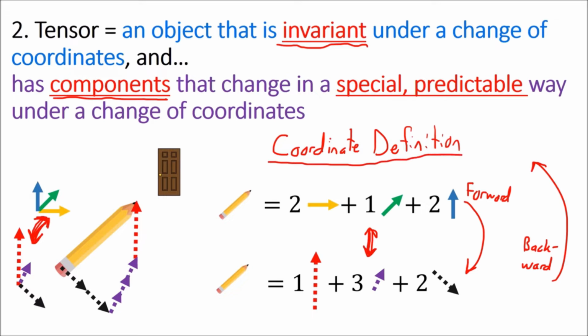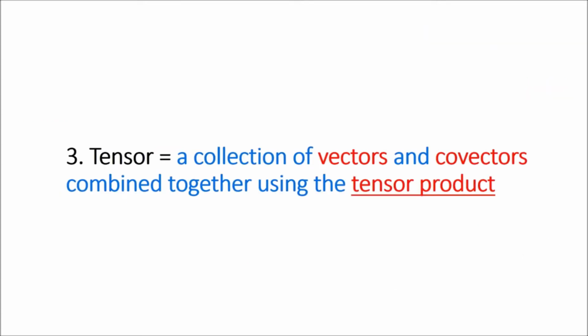But it turns out that we can come up with an even better definition. And so I'm going to switch to that one here. So here's our third final definition. I'm just going to read it off. A tensor is a collection of vectors and covectors combined together using the tensor product. So this definition ends up being really nice. It's really short and sweet. There's just one problem.